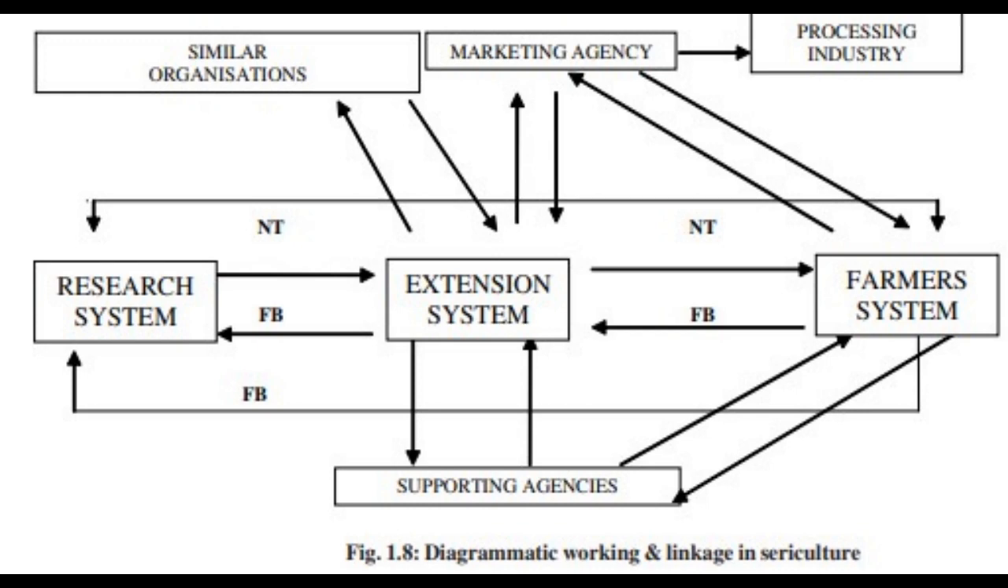The extension system, after disseminating technology to the needy farmers, collects the opinion of the farmers about the suitability of new technology and in turn passes it on to the research system. This feedback will be utilized by the research system to formulate new research programs or modify the technology that is already in use by the farmers. Figure 1.8, Diagrammatic working and linkage in sericulture.